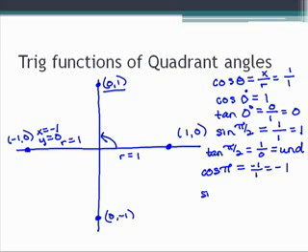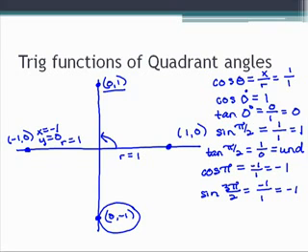The sine of 3 pi halves, the sine is the y, so I'm looking down here at 3 pi halves. My y is negative 1, my r is 1. So the sine at 3 pi halves is negative 1. And then let's also do the tangent down there. Tangent, I use opposite over adjacent, or y over x. So negative 1 over 0. Oh, that one is also undefined, just like the tangent of pi halves.